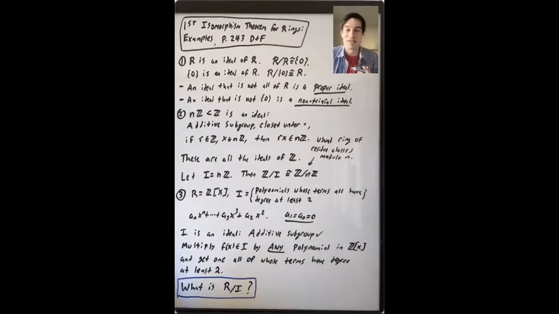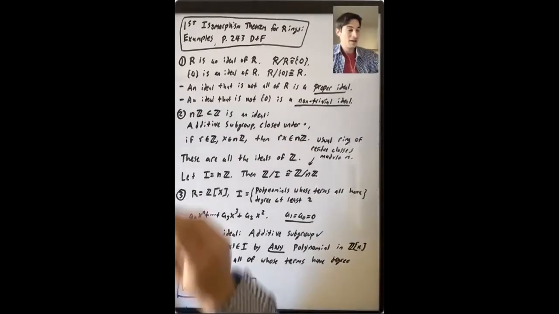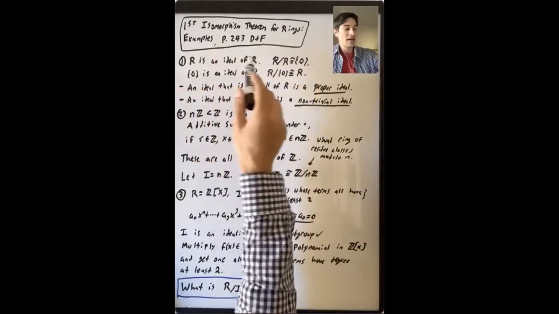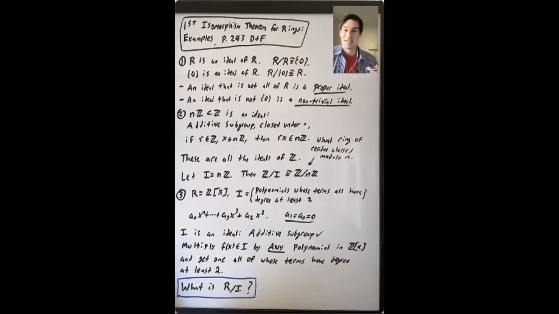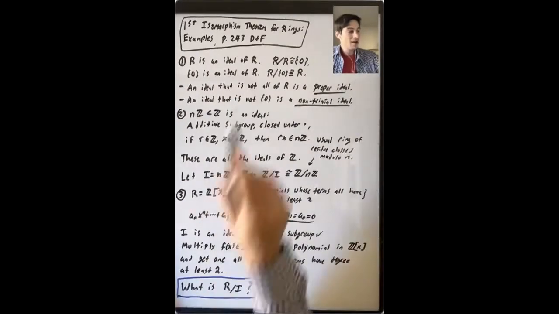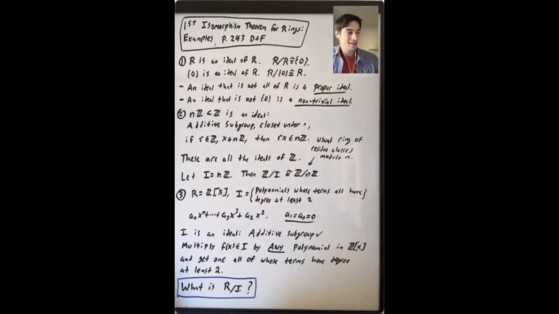So what are some ideals that we know we always have? Well, just like in the case of groups, where you can ask, what are some subgroups you know you always have? R is an ideal of itself. It's easy to check that it satisfies all the things you need in order to be an ideal of R. And R mod R is isomorphic to just the single element 0, so the trivial 0 ring.